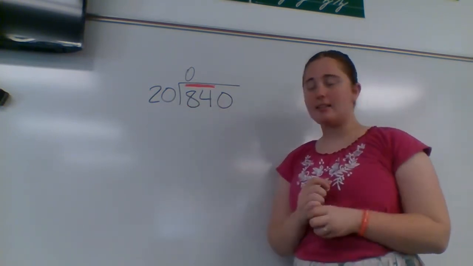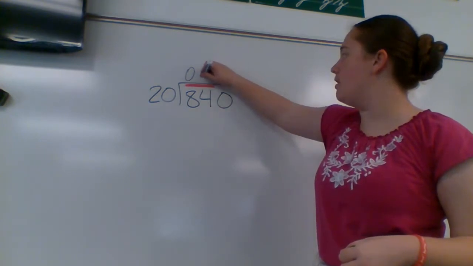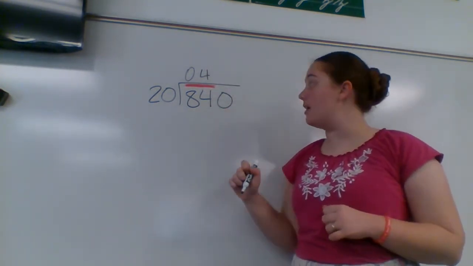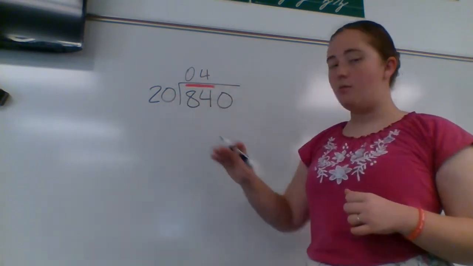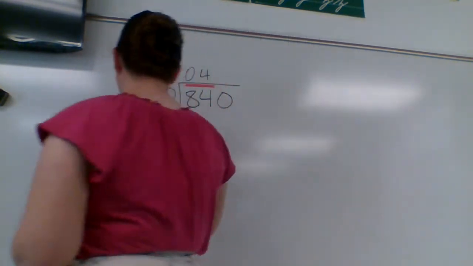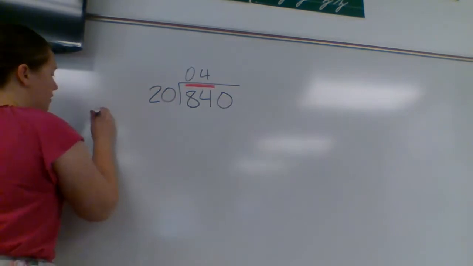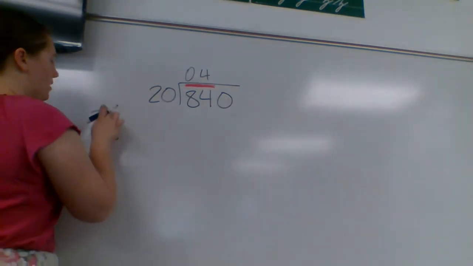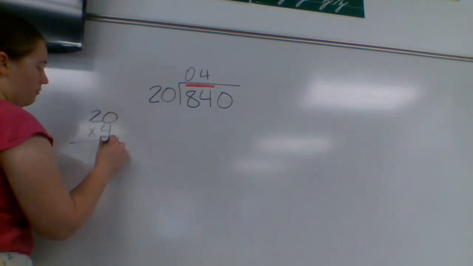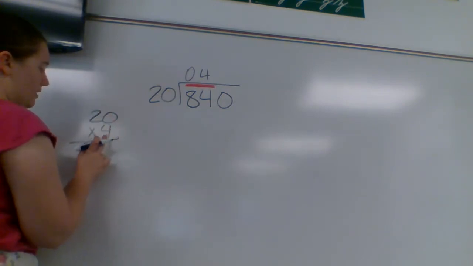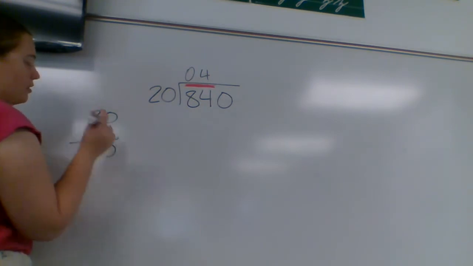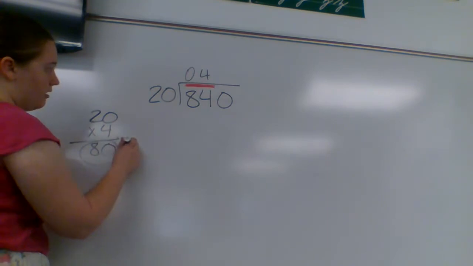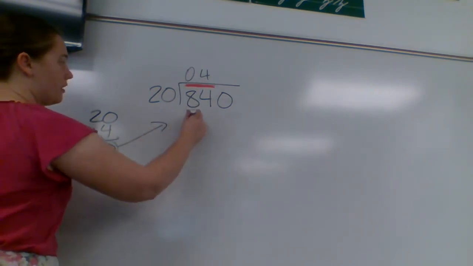So let's try that. Put a 4 above the 4, because it's the ones place of the number that we're going into, 84. 4 times 20, well, let's go ahead and write it over here. We have 20 times 4. 4 times 0 is 0. 4 times 2 is 8. So we have 80 right here. Let's go ahead and put 80 over here.